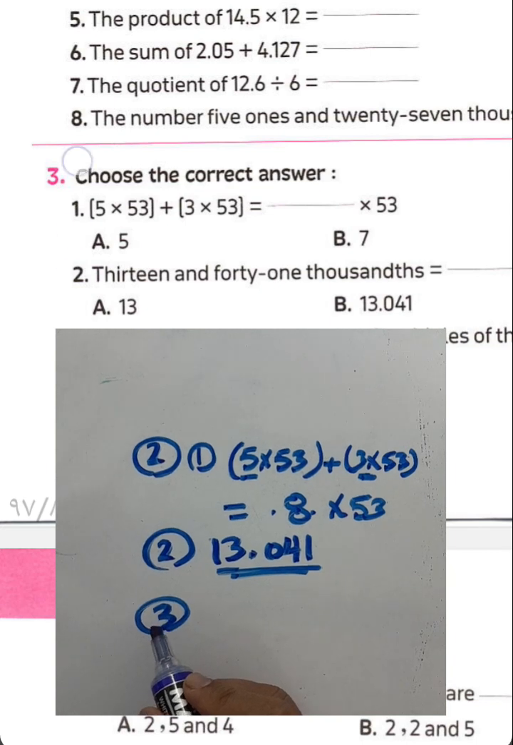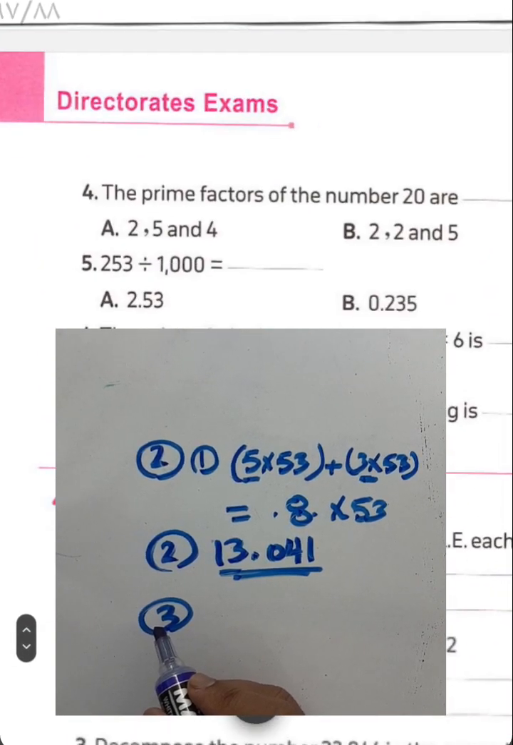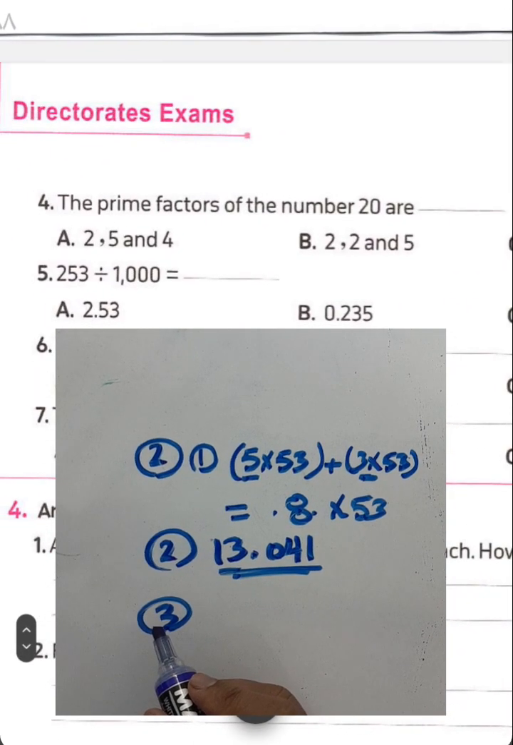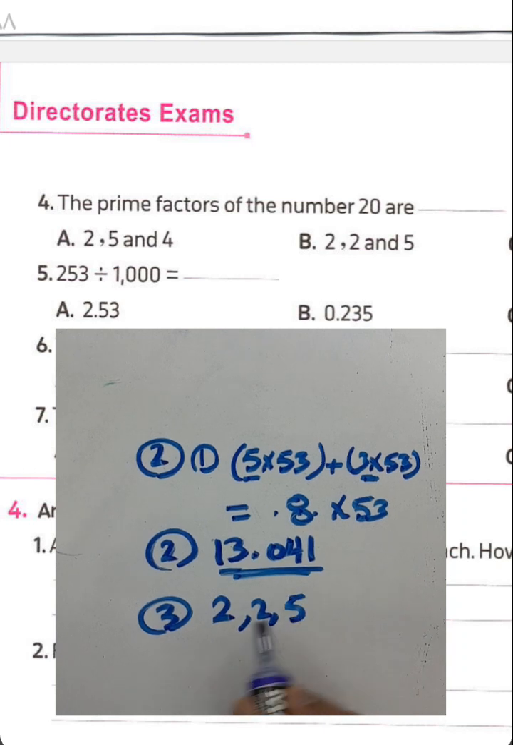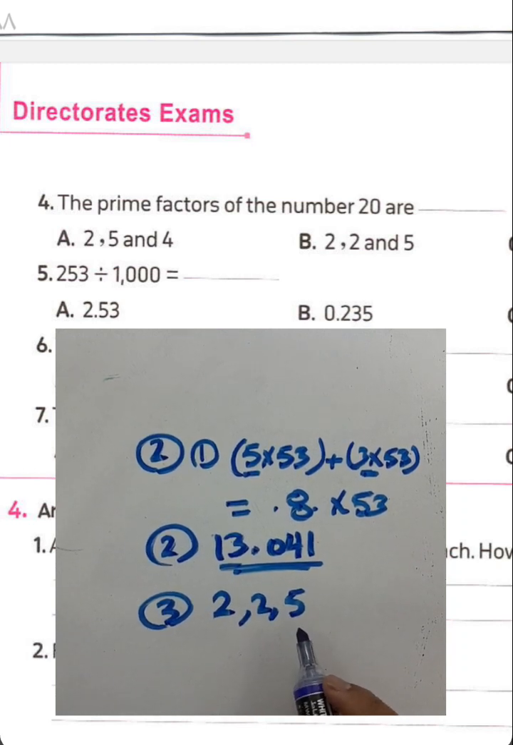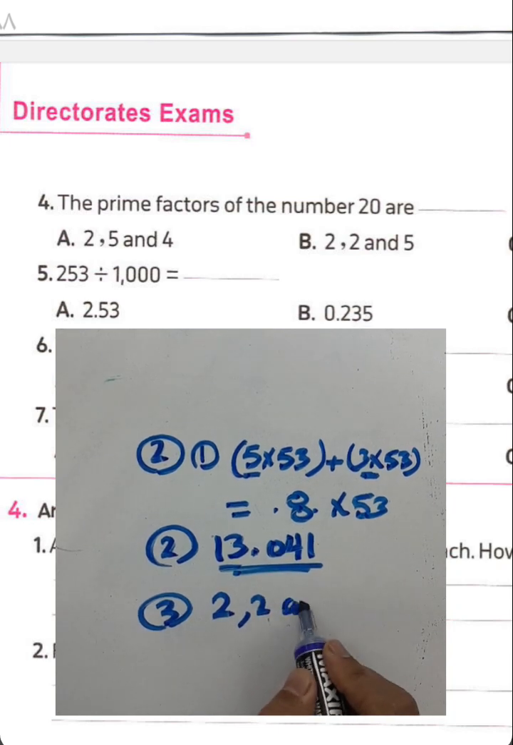Question number 3. The prime factors of the number 20 will be 2 and 2 and 5. 2 times 2 is 4, 4 times 5 equals 20. Write 2, 2 and 5. Letter B.